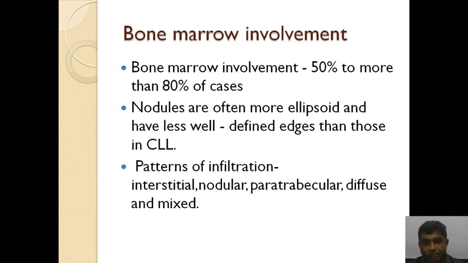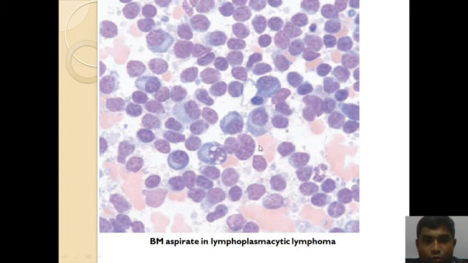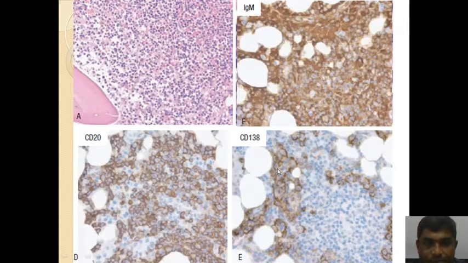Bone marrow is commonly involved. You can have different patterns of involvement, and this is the bone marrow where you can see a combination of different types of cells. You can see mature lymphocytes, and you can see plasma cells. These are cells with eccentric nuclei, a perinuclear halo, and elliptical cells with blue cytoplasm, and you can have cells which are intermediate between lymphocytes and plasma cells. And as I said earlier, IgM is commonly produced by these cells, and these cells show presence of both lymphocytes and plasma cells.